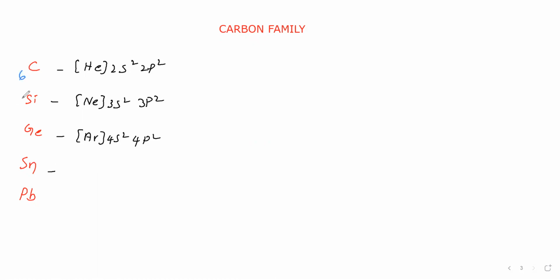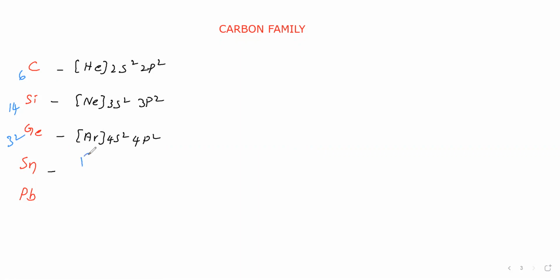Carbon atomic number 6. To that add 8, we will get silicon 14. To that you have to add 18. Why? Because before germanium, gallium is there, third group. Before gallium, transition elements, d block elements, 3d series 10 elements are present. Therefore, we have to add 18 to this. So we are getting 32. 32 is the atomic number.